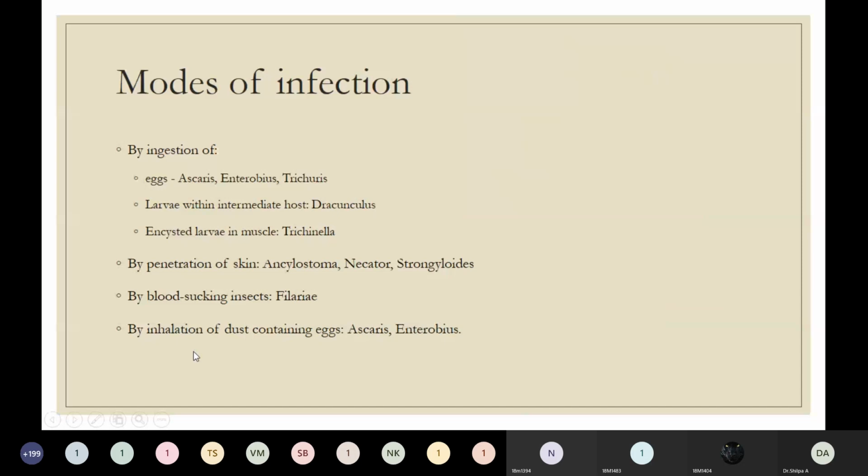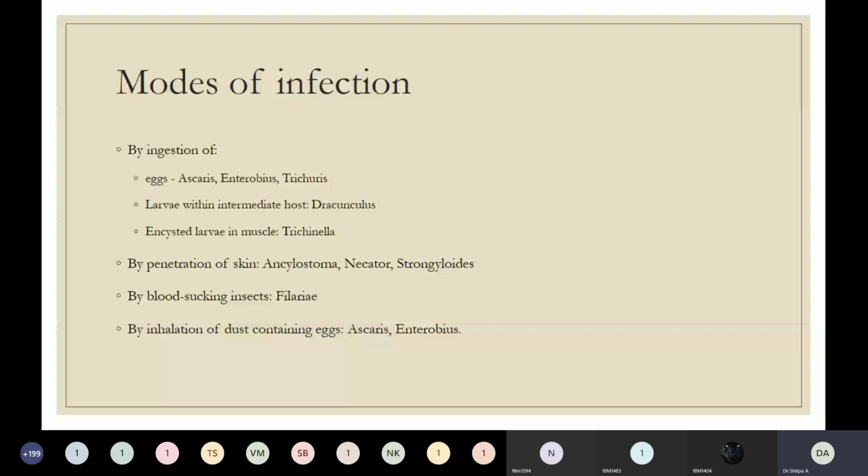Now coming to the modes of infection of nematodes, mainly it is by ingestion of the eggs or the larva. Soil gets contaminated by the infected feces of the animals, and when this is ingested, man is going to get infection. So by ingestion of eggs in case of Ascaris, Enterobius, Trichuris trichiura, and larvae with intermediate host, like, as I told you, in Dracunculus, the Cyclops, which contains the larva, if the man drinks this contaminated water, then he will get infected with Dracunculus medinensis.